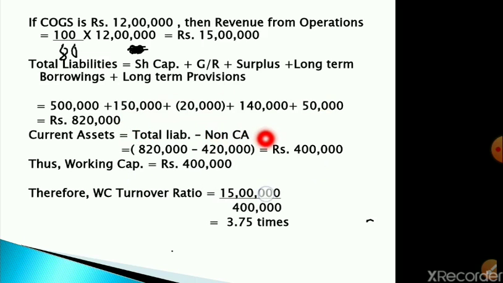So, and current assets, how to find out current assets? That is, from total liability I'll deduct non-current assets. That is 8,20,000 minus 4,20,000, which will give us 4 lakh. Assuming there is no current liability, the working capital will be current assets minus current liability, which is rupees 4 lakh. So therefore the working capital turnover ratio is net sales divided by working capital. So net sales is 15 lakh divided by 4 lakh, which will give us 3.75 times as the answer.